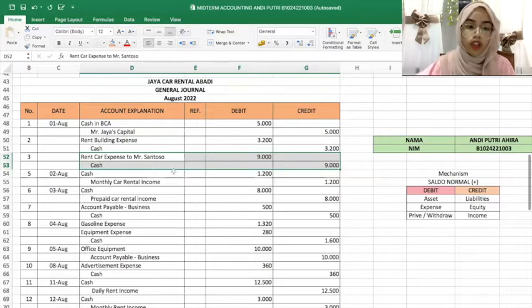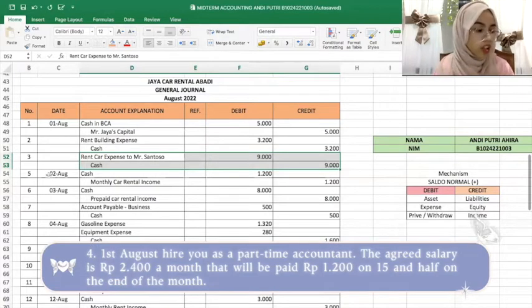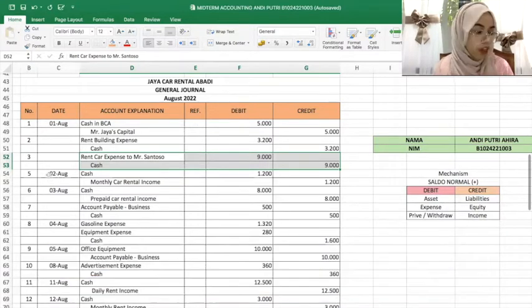The fourth transaction, 1st August, hire you as a part-time accountant. The agreed salary is 2,400 a month, and that will be paid 1,200 on the 15th and half at the end of the month. The fourth transaction is only an agreement. There is no transaction there. That's why I didn't put it in the general journal.